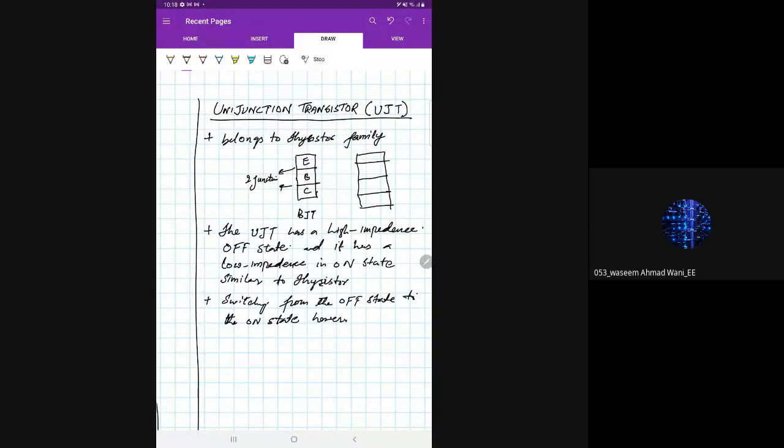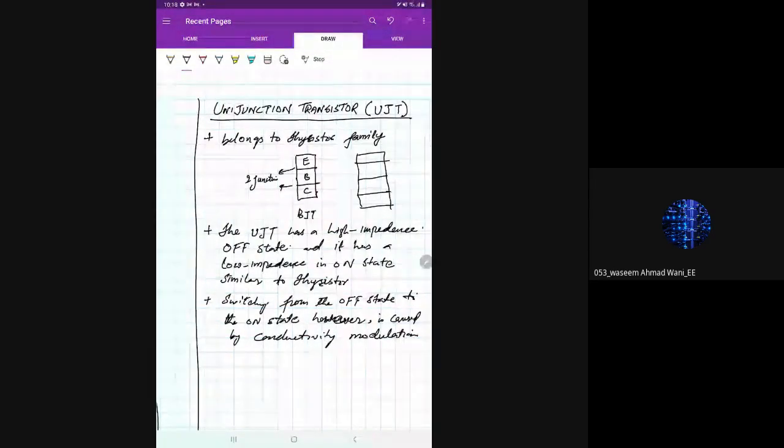however, is caused by conductivity modulation. So we have to remember that once we change the state from on state to off state or off state to on state, which is known as switching operation. Okay, switching is nothing but changing the state of a device from on to off or off to on. So switching activity here is caused by the conductivity modulation.